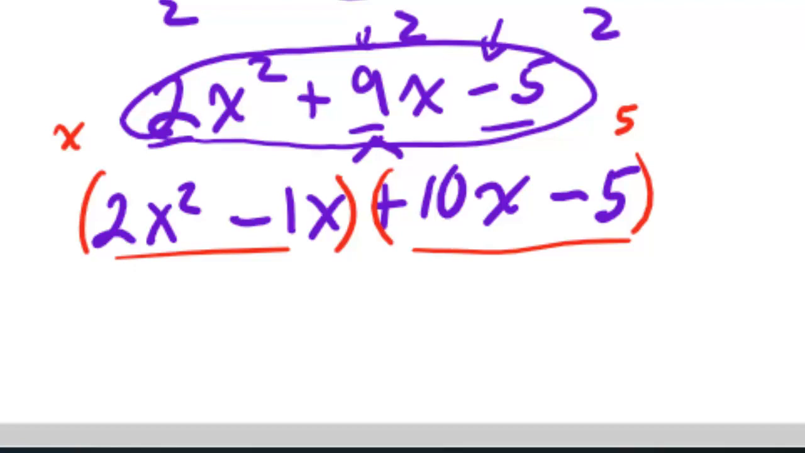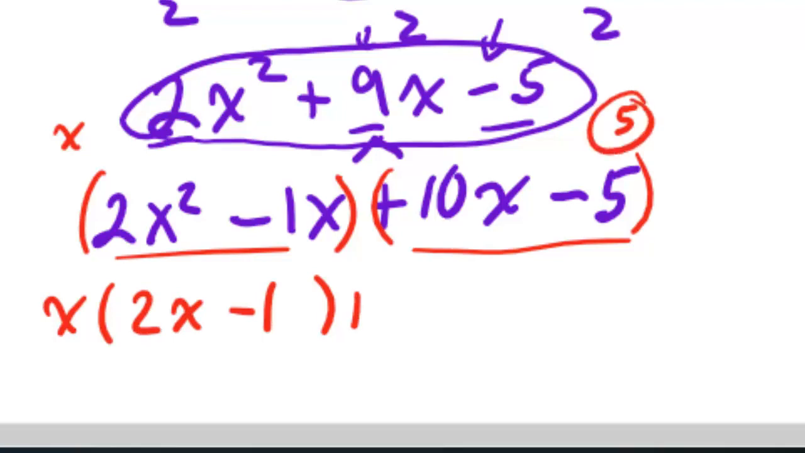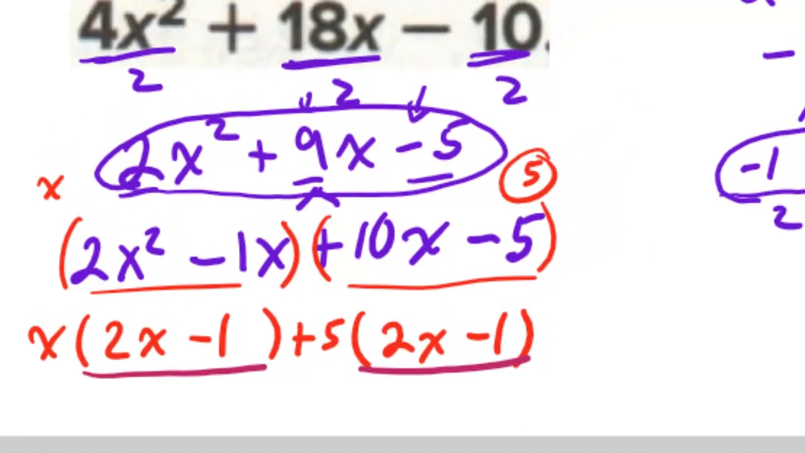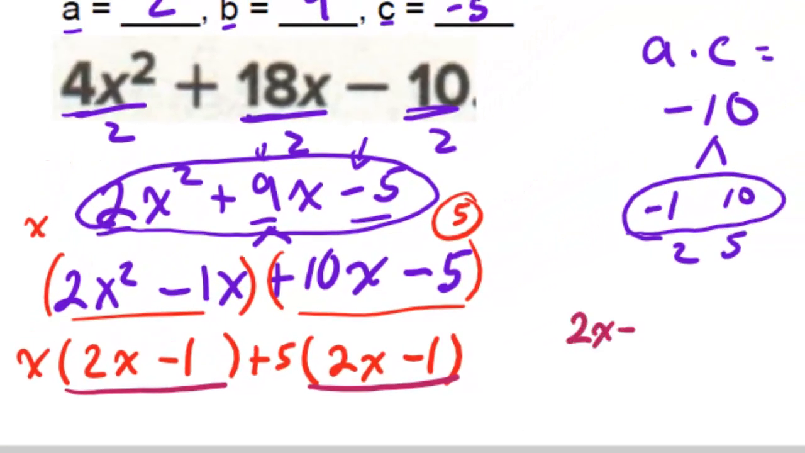So when I factor an x out of the first group, we still have 2x minus 1. When I factor a positive 5, so plus 5, out of the second group, we still have a 2x minus 1. And just like before, we have this common binomial of 2x minus 1. So I'm going to factor that one more time. So 2x minus 1. When I factor these out, I still have an x plus 5 left over.